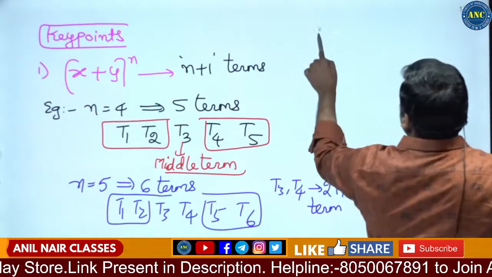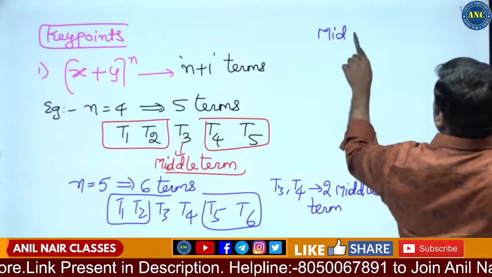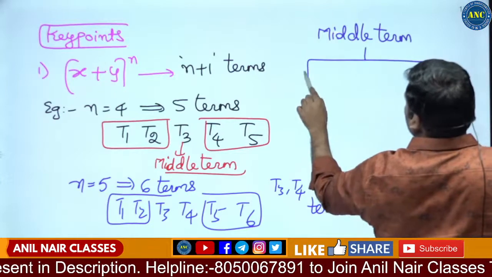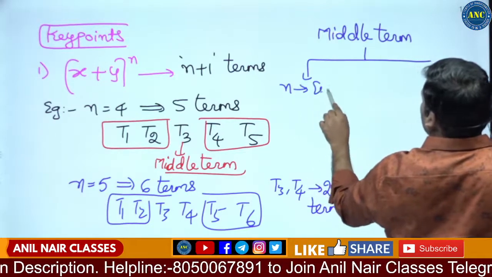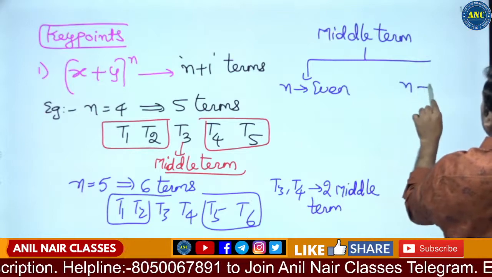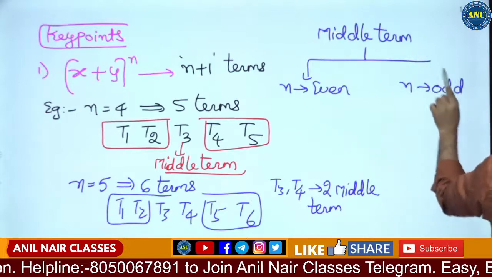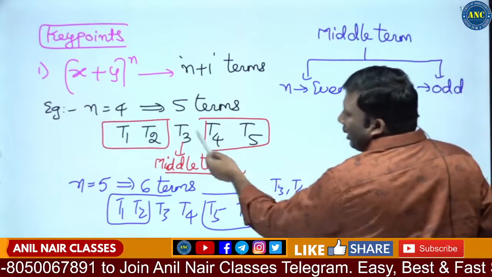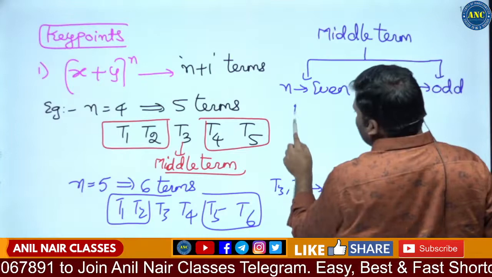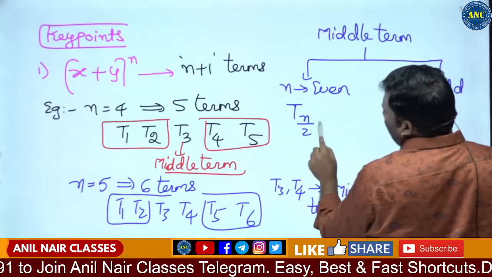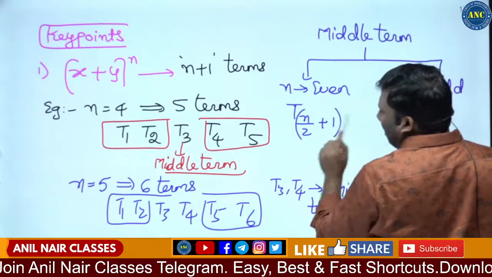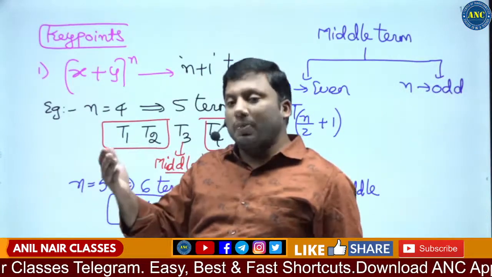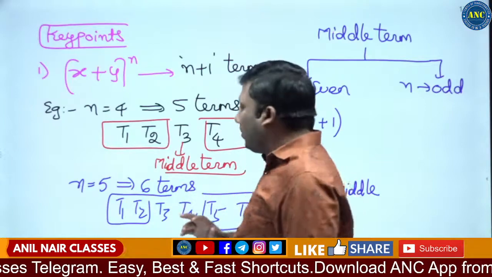That means to get the middle term, there are 2 cases possible. n can be even or n can be odd. If it is n even, I get one middle term, so it is T of n by 2 plus 1. If n equivalent to 4, 4 by 2 is 2, 2 plus 1 is 3. Third term is the middle term.